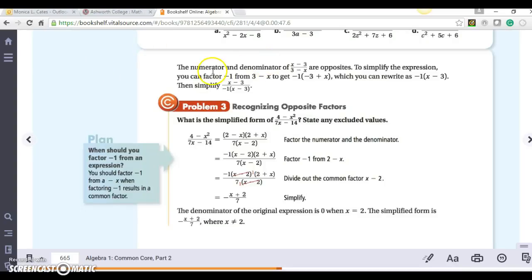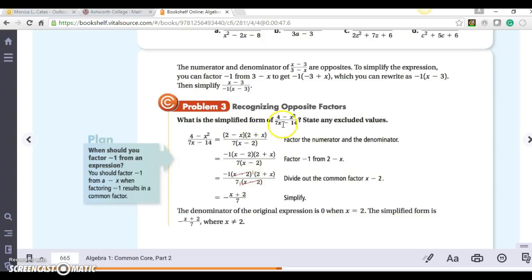Okay, let's go into problem 3. First, the numerator and denominator of x minus 3 are opposites. To simplify expressions, you can factor -1 out of 3 minus x and get the negative of -3 plus x, which you can rewrite as -1 times x minus 3. And now I can simplify it.